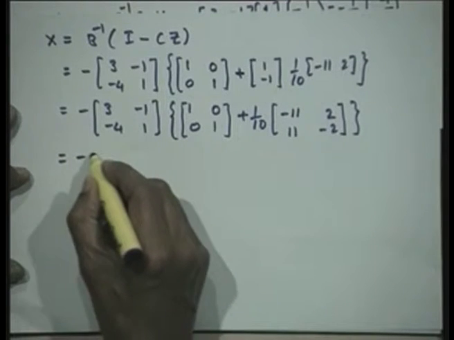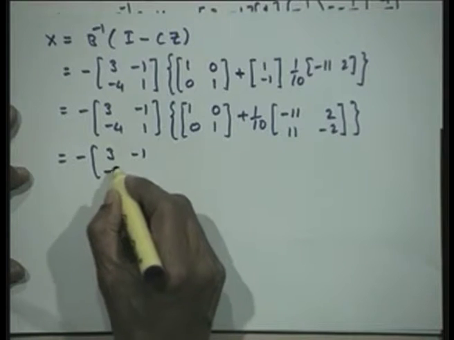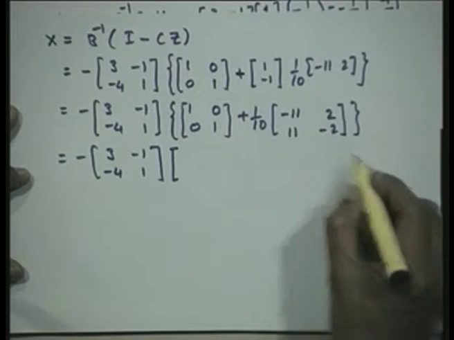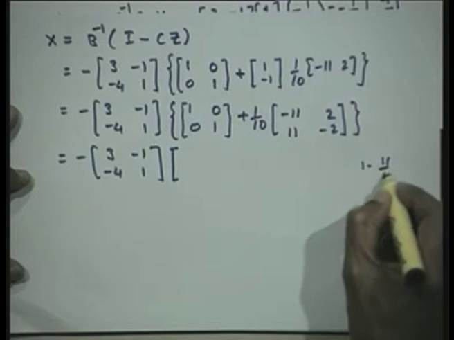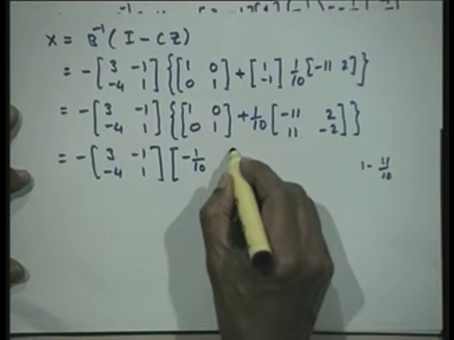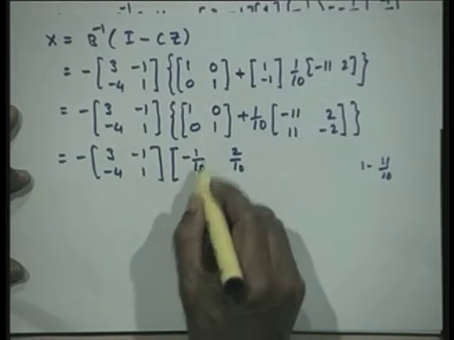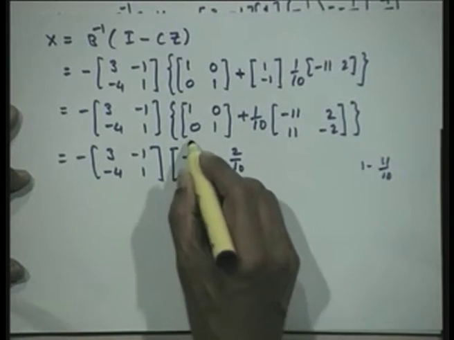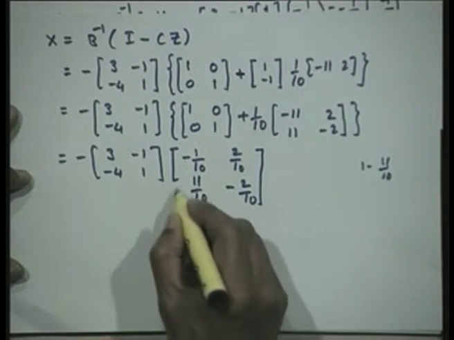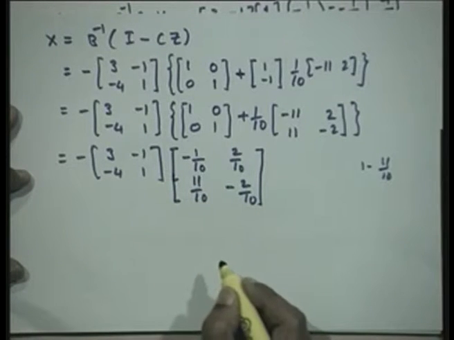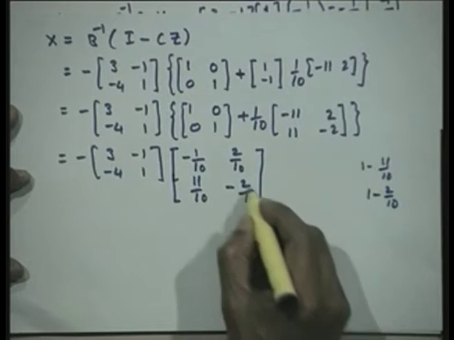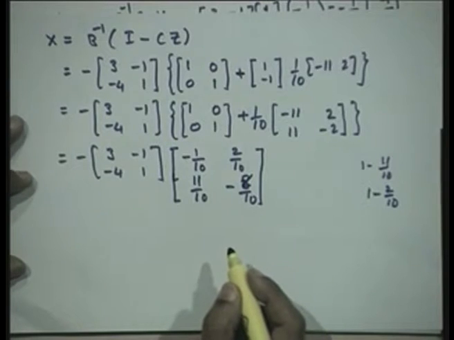Now, I can simplify this one more step before I multiply it. 3 minus 1 minus 4 1. This is 1, I can put it here 1 minus, this is 11 by 10. So, I will have here minus 1 by 10. Then I have here 2 by 10, let us retain it as 2 by 10. This is 1, that is 11 by 10, that is 1 minus 2 by 10. And sorry, the last vector is 1 minus 2 by 10, therefore, this is 8 by 10, this is 8 by 10.